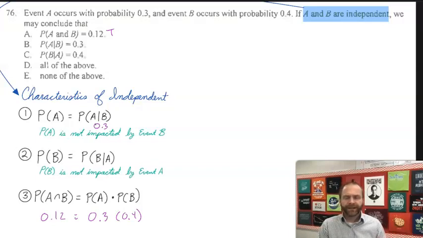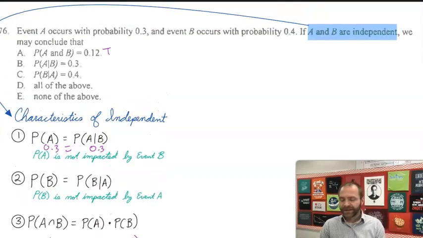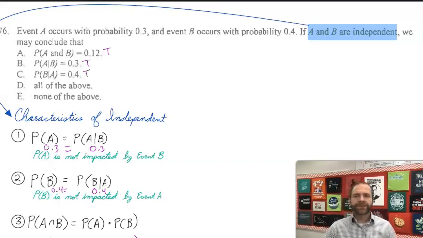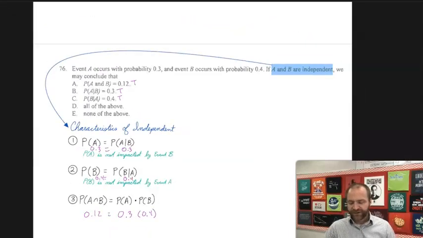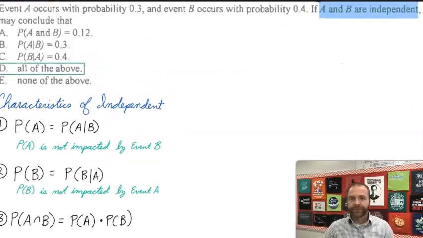Probability of A given B is 0.3. Then what's the probability of A? Probability of A is 0.3. Are those equal to each other? The answer is yes, they are. So that means this is also true. Probability of B given A equals 0.4, and we're told these have to be equal to each other, so that's true. So A is true, B is true, C is true. Look at choice D, all of the above. So the answer to 76 is going to be D.